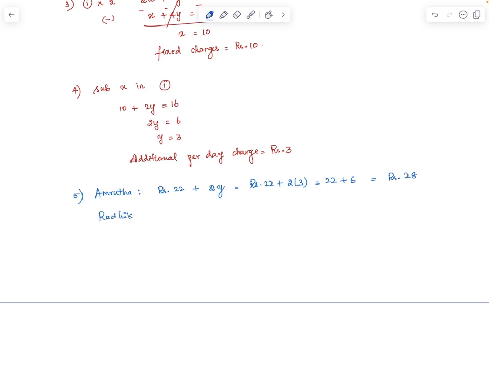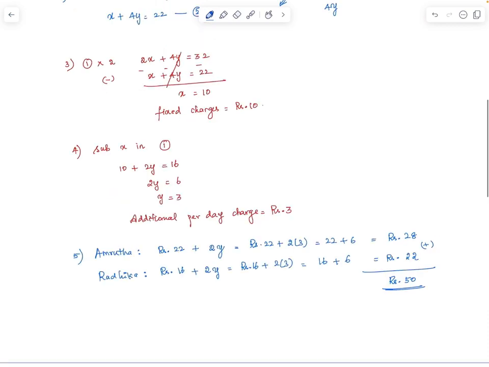Radhika has already paid rupees 16, plus now 2 extra days, which attracts Y rupees. So 16 plus 2 times 3, which is 16 plus 6, that is rupees 22. Total of these two, that is 28 and 22, is rupees 50. So the total amount to be paid is rupees 50 if both of them had kept the books for 2 more days.